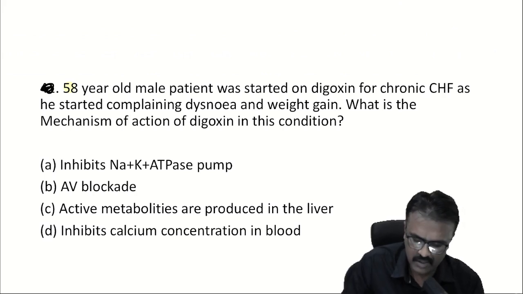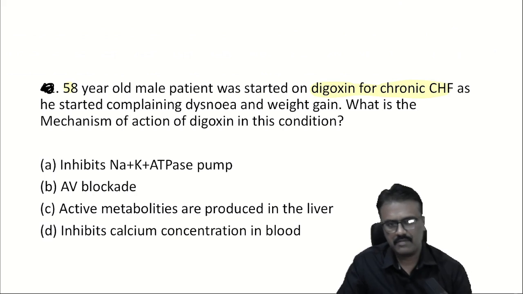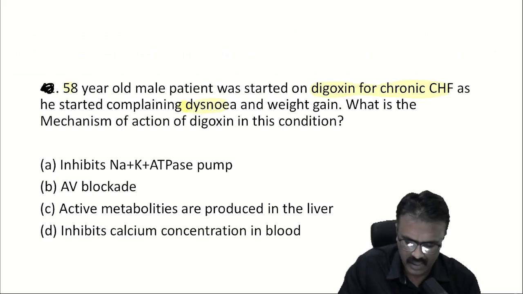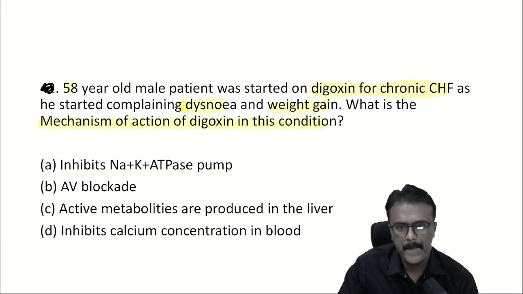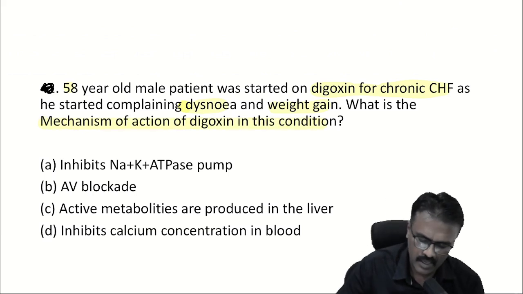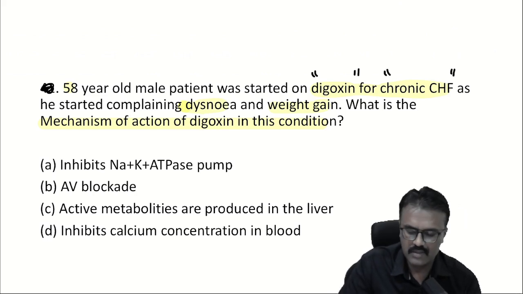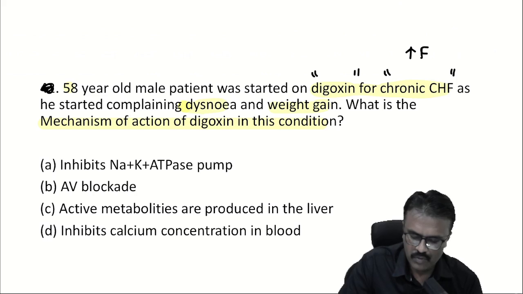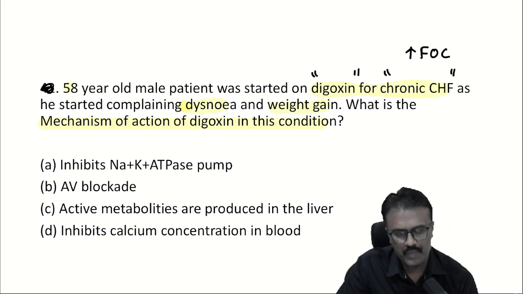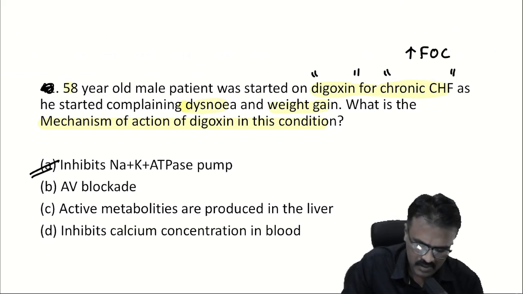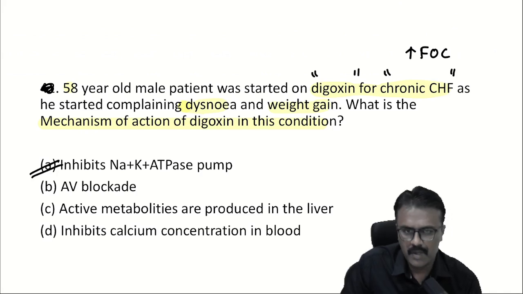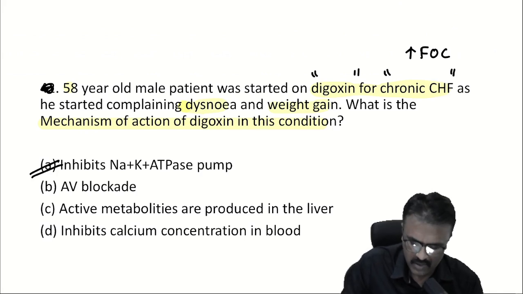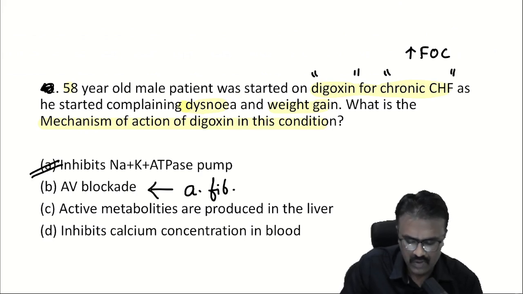58-year-old male patient was started on digoxin for chronic CHF as he started having dyspnea and weight gain. What is the mechanism of action of digoxin in this condition? So digoxin is a cardiac glycoside, we all know. It is used in chronic CHF because it is the one which increases force of contraction in the heart. How? What is the mechanism? It inhibits sodium potassium ATPase pump. That is the mechanism. Digoxin is also used in atrial fibrillation. Why is it used in atrial fibrillation? Because it causes AV blockade.